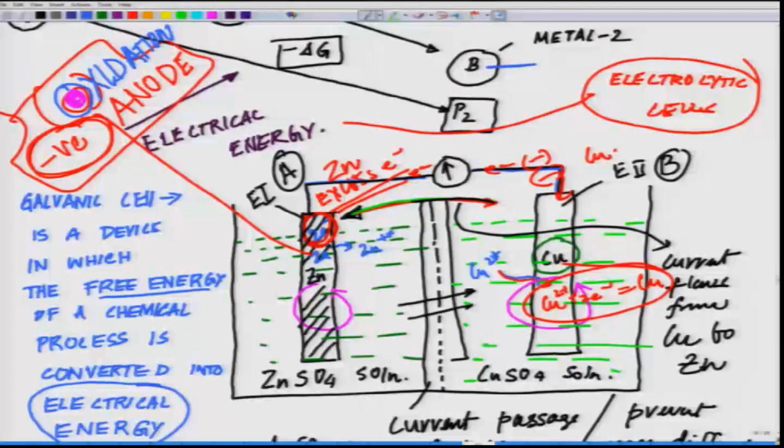Similarly, at the copper electrode, copper ions are coming here and taking up electrons, so there is a reduction process happening. This is called the cathode or positive electrode. These are some of the basic fundamentals one has to understand, and a galvanic cell can be represented by a simple representation.